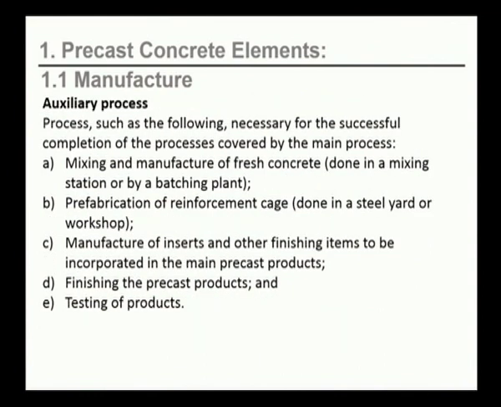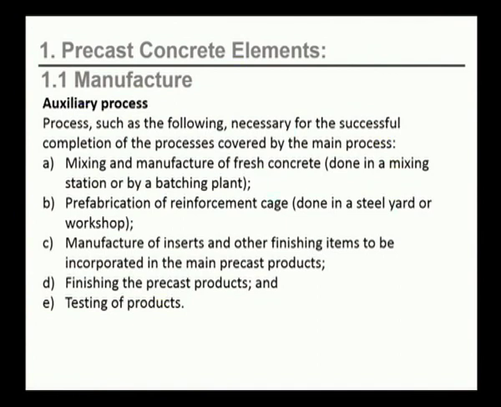Another process is the auxiliary process. Processes such as the following, listed below, are necessary for the successful completion of the processes covered by the main processes. First is mixing and manufacture of fresh concrete, done in a mixing station or by a batching plant. Second is prefabrication of the reinforcement cage, done in a steel yard or a workshop.